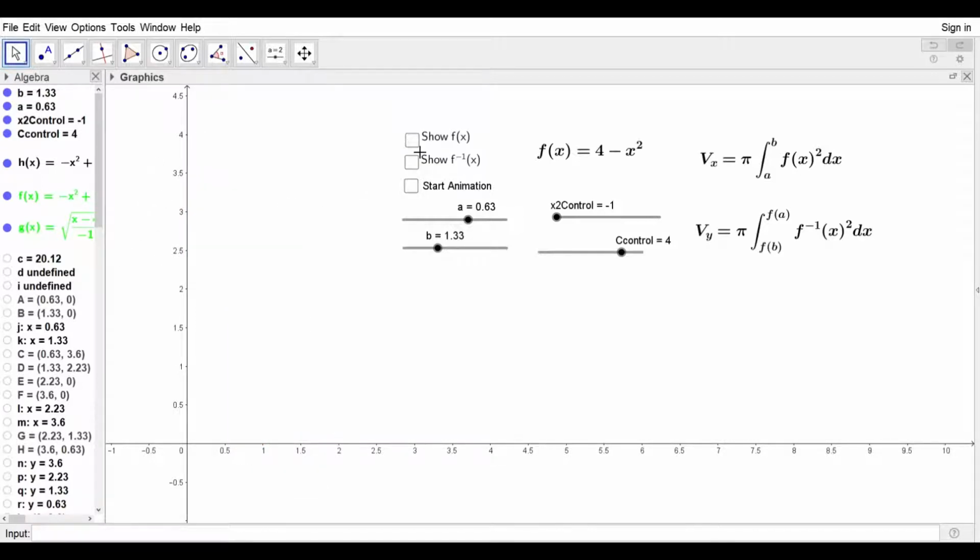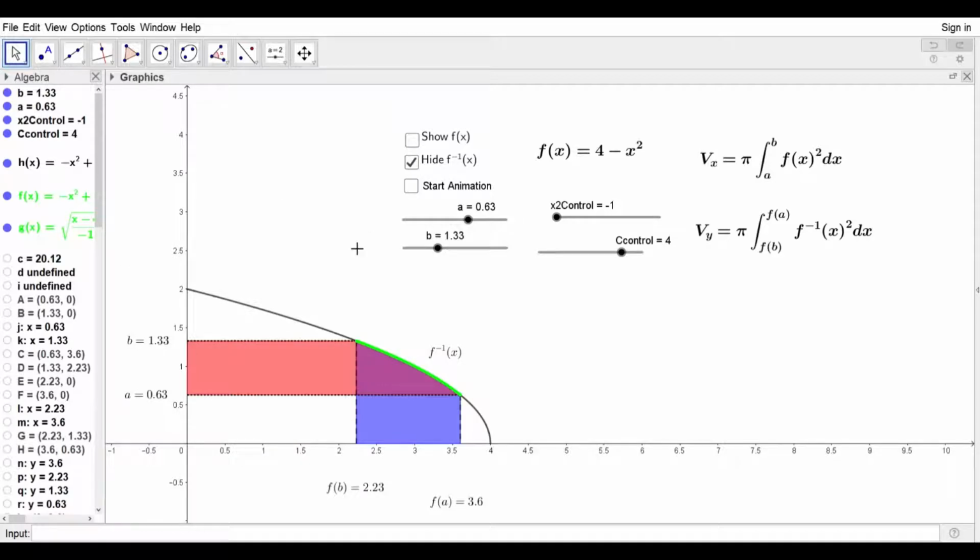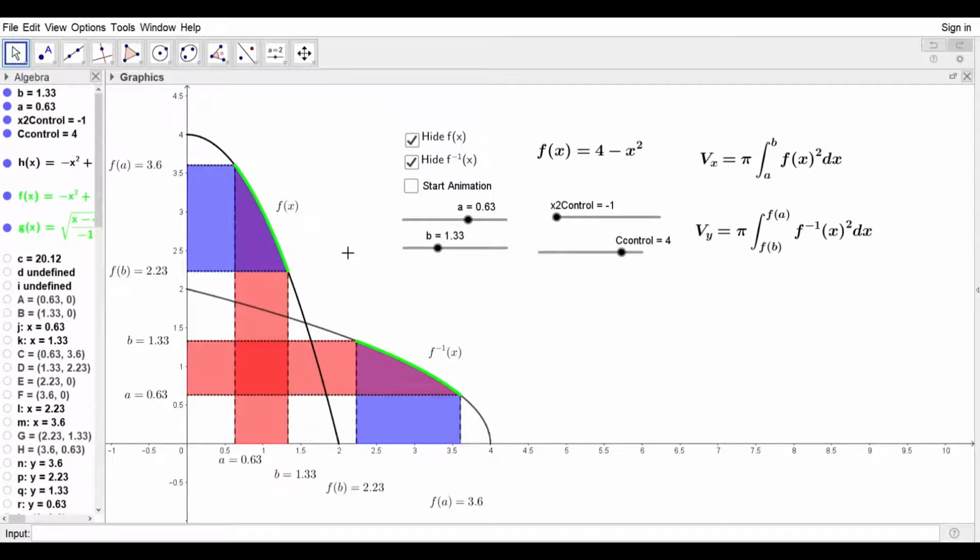Now, we can also look at our inverse function here, where we again have a red area and a blue area. The blue area again being bounded by f of b and f of a, and the red area by a and b. Now, if we show both at the same time, we can actually see that the area of the red areas are the same, and the area of the blue areas are also the same.